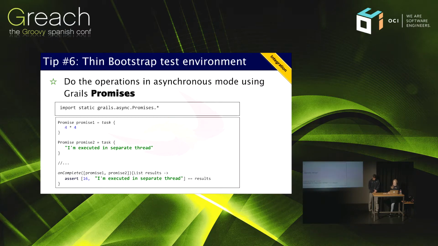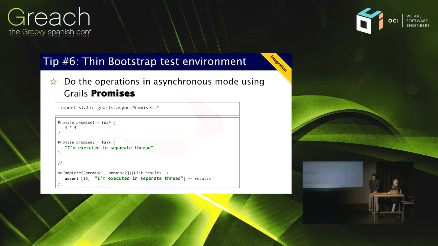There is another Grails feature that allows asynchronous behavior, including the concept of promises. To use the Grails promises abstraction, you should add a dependency of the async plugin to your build file, which is already included in your Grails 3 applications.